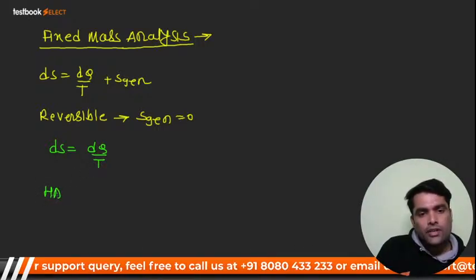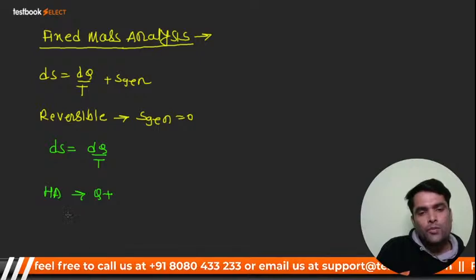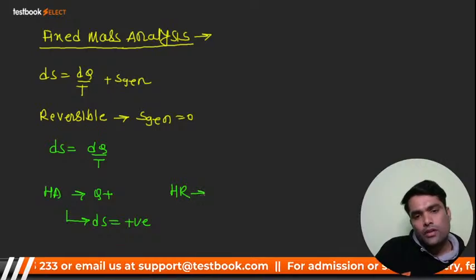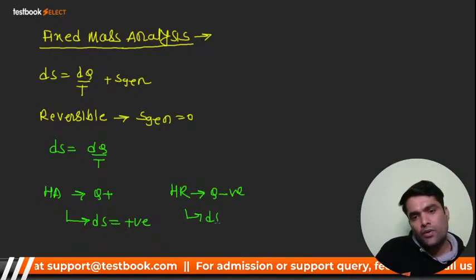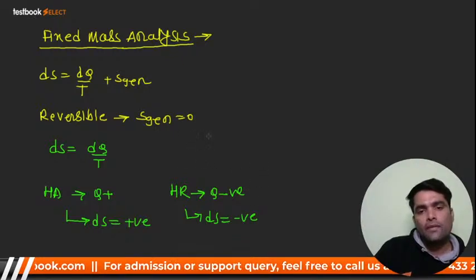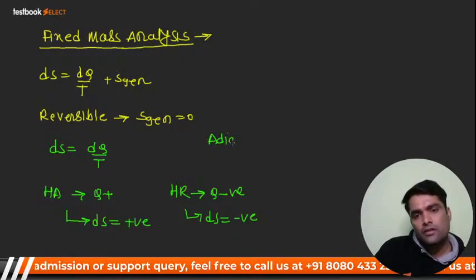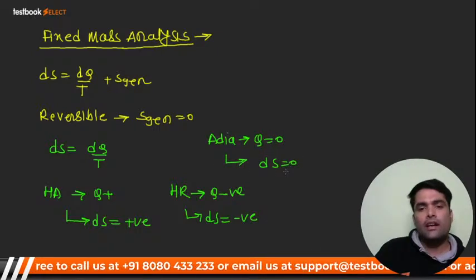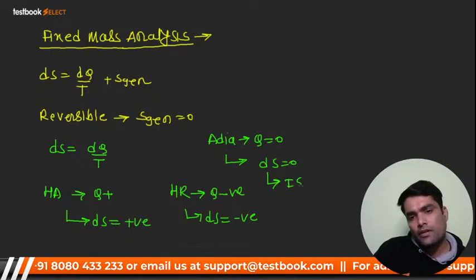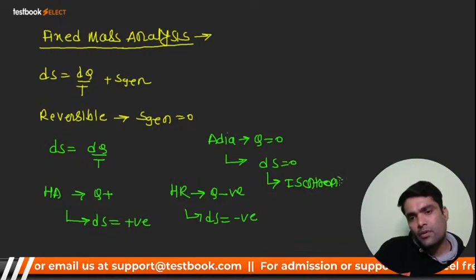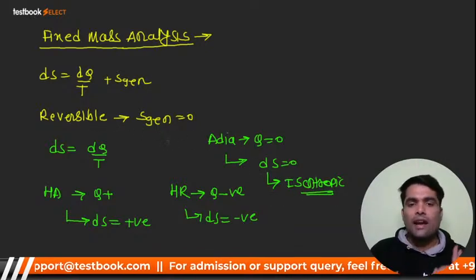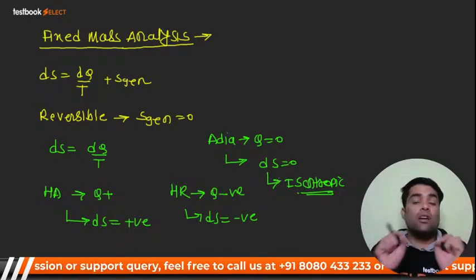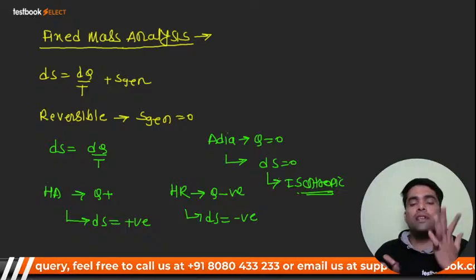If I'm doing a heat addition process, q is positive, so ds is going to be positive. If I go for heat rejection, q is going to be negative, so ds is going to be negative. And if it is an adiabatic process, q is going to be 0, so ds is going to be 0. That means it is isentropic. So reversible adiabatic process is always isentropic, that is, change in entropy is 0 and entropy remains constant.